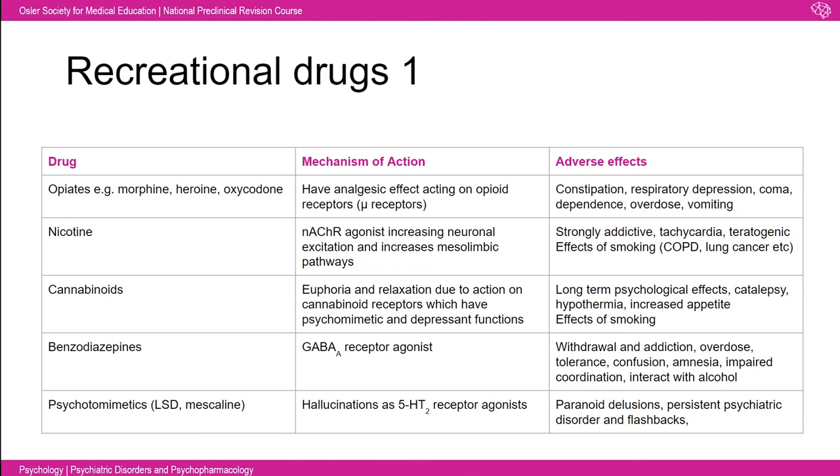Then we've got nicotine, which is obviously in cigarettes. It affects your nicotinic acetylcholine receptors. It increases neuronal excitability, increases mesolimbic pathways, which is that reward pathway we were talking about. It's very addictive. It causes tachycardia. It's teratogenic, which means it will affect a fetus if you're pregnant. In this case, it makes you have a particularly small fetus and can affect neuronal development. And also you get the adverse effects of smoking, which I'm sure you know about, like COPD, lung cancer, that kind of thing, obviously.